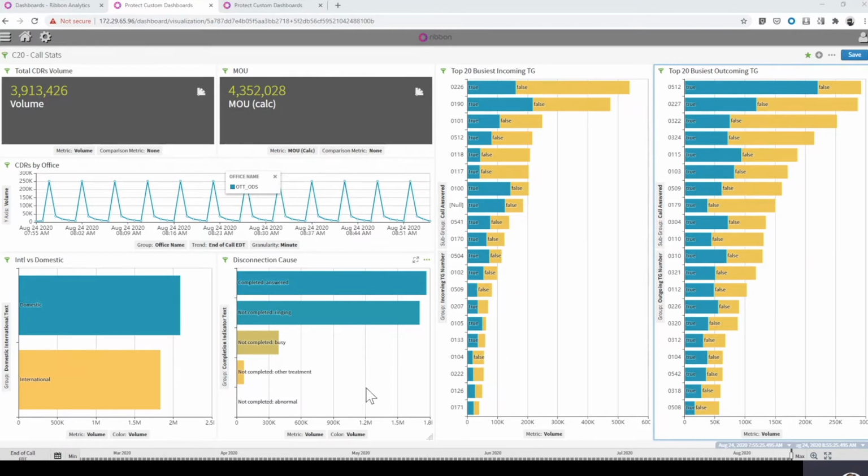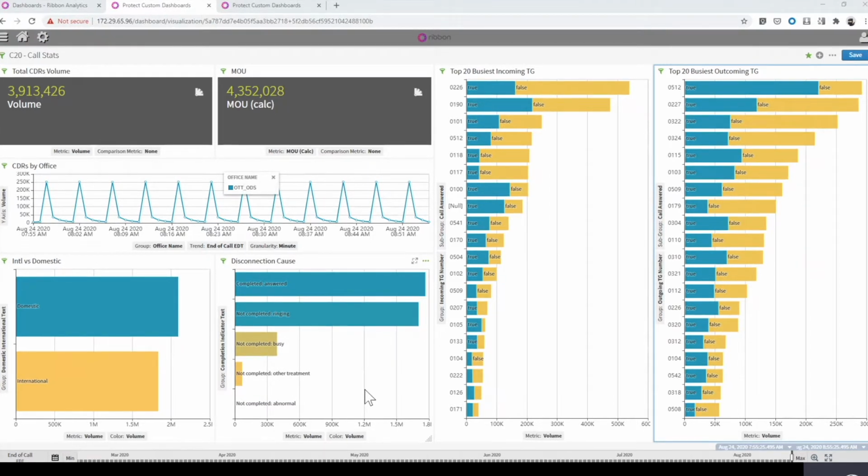We can then start to look at the analysis based upon the trunk group data, and you can do this as incoming and outgoing trunk groups. And then what you see on the side here is we have true and false, and that true and false is whether it was an actual completed answered call or a non-answered call.